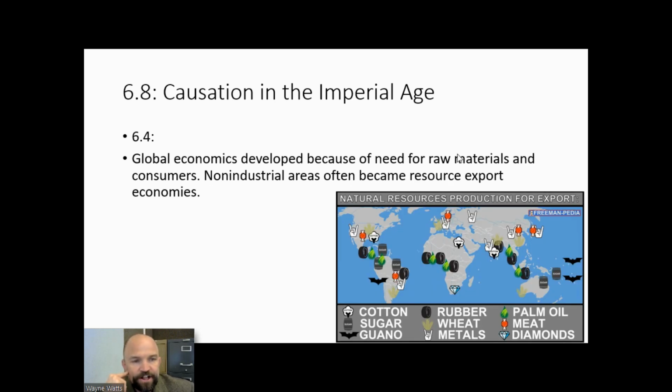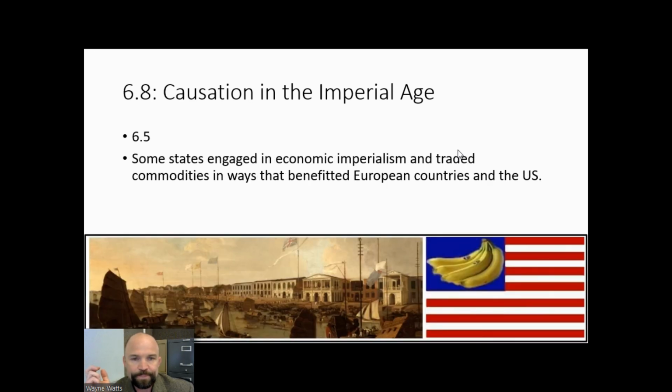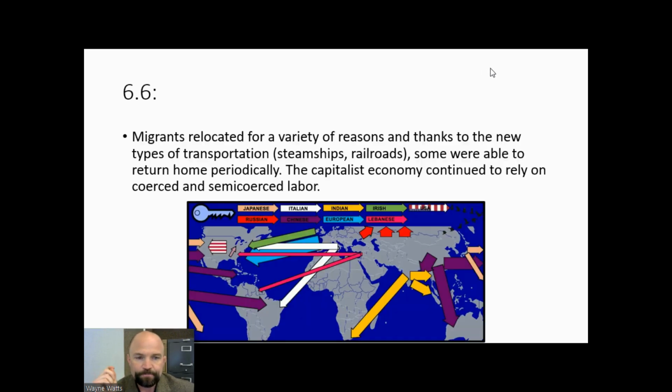Global economics developed because of the need for raw materials and consumers. Non-industrial areas often became resource export economies. Some states engaged in economic imperialism, like the United States or Great Britain or France, and traded commodities in ways that benefited European countries and the US.